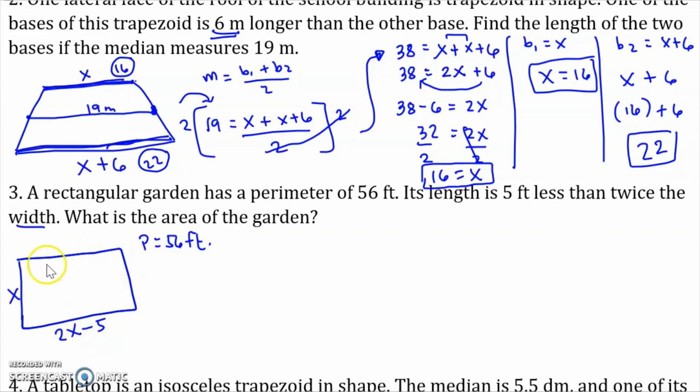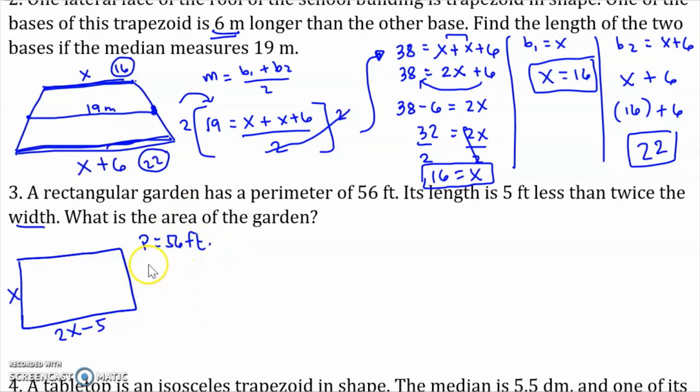So this is our rectangle. We are given the width and the length. What is the area of the garden? We cannot compute for the area of the garden if we don't know the width and length, right? Because we know the area is length times width. So we will solve for x first. Based on the given, the perimeter together with the length and the width is the equation we will use.